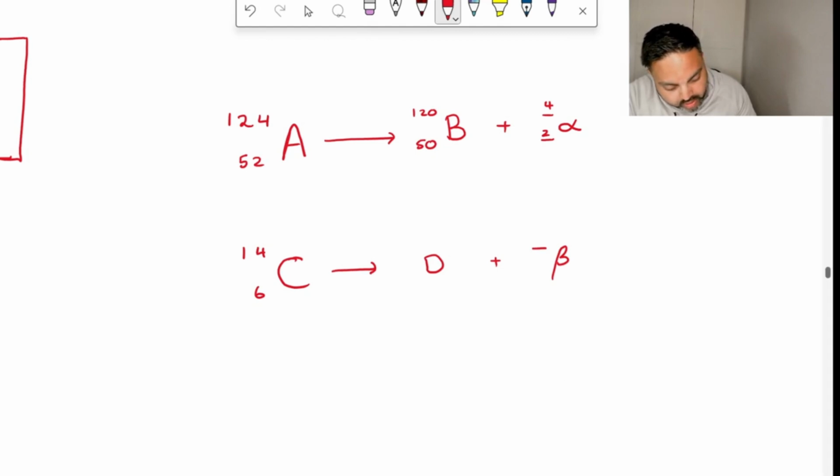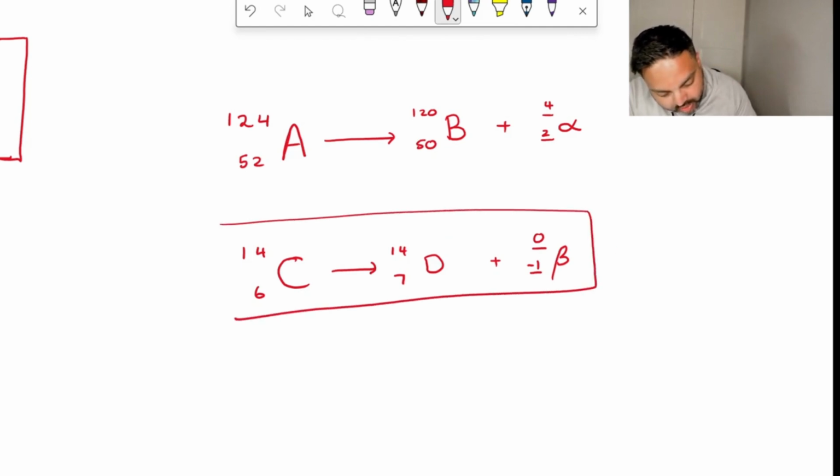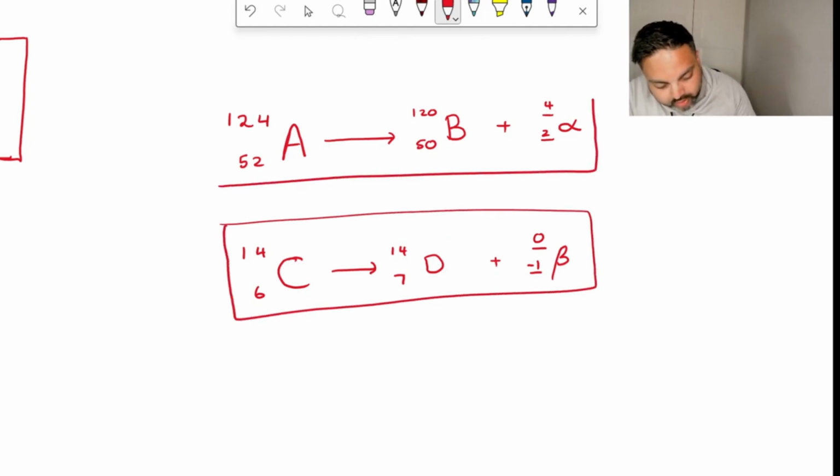So this one and this one, what are the two numbers? 0 and -1. Well done, Hanfei. So that means that the top number is going to be 14 and the bottom number is going to be 7, like most people said in the chat. Well done. So this would be a beta decay example and this would be an alpha decay example.